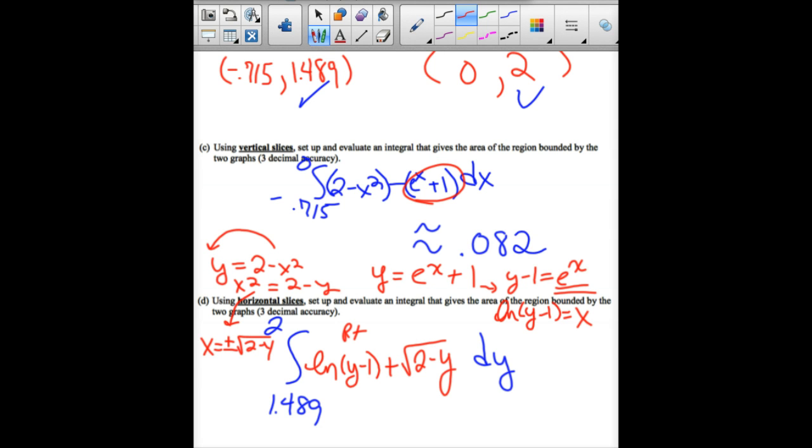Then you go to your calculator. Your calculator does not care what variable it is. If we have not made any silly mistakes, it doesn't matter how I'm coloring. It's the same amount of area. So if you crank that sucker out, you will get 0.082. All right, so I'm going to stop this.